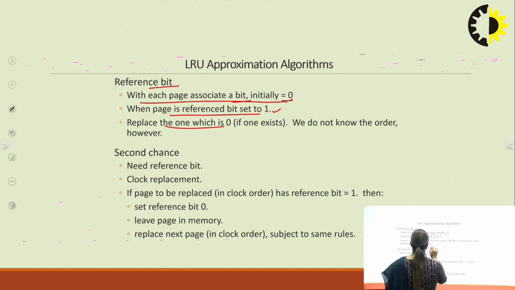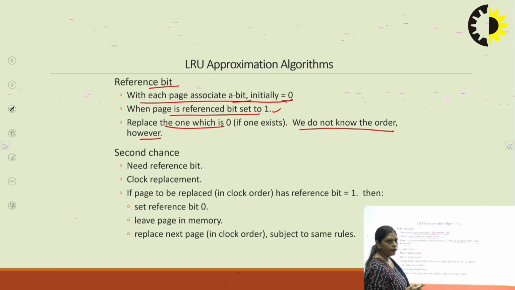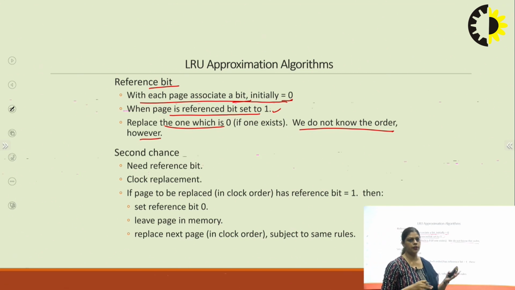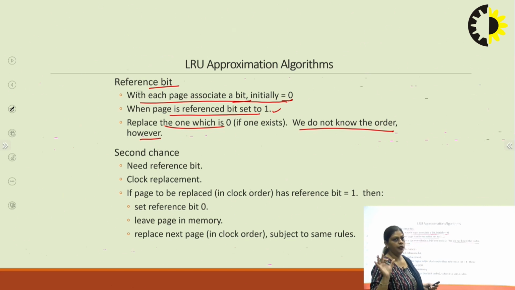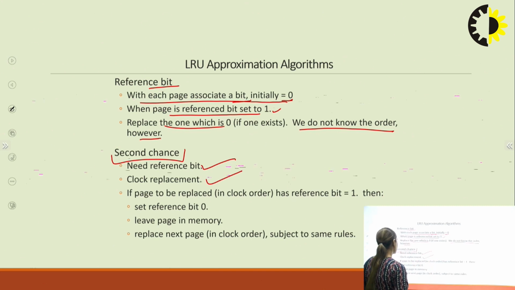Replace the one which is 0. We do not know the order, however. Now we will not check which is the latest, which is the longest, which is not recently used. We will just check the bit. If we get the bit number 0, then we will replace it when we can use it. This means that we are giving a second chance to it, right? Need a reference bit, you need a clock replacement, right?